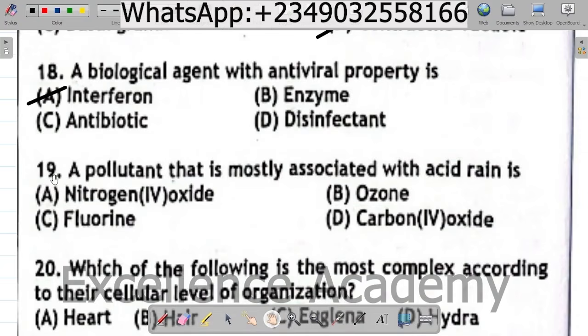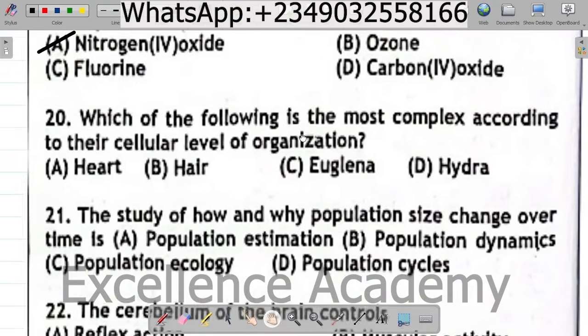Interferon. Question 19. A pollutant that is mostly associated with acid rain is: A. Nitrogen(IV) oxide. B. Ozone. C. Fluorine. D. Carbon(IV) oxide. The correct option is A. Nitrogen(IV) oxide.